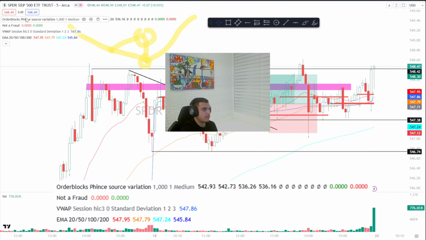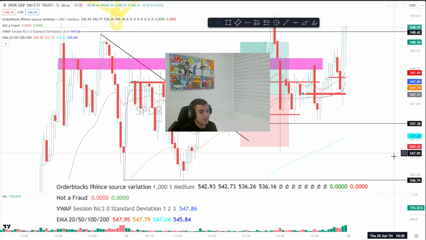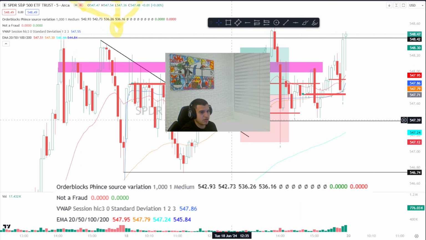Order blocks, right? A lot of you guys may know of that. I like to draw my own order blocks myself sometimes, but I have this indicator that puts them up for me, okay? I have this one, Not a Fraud, which are these lines. These are basically just areas of interest. You see this area of interest right here, which is what helped me make that trade actually. Remember, I entered right here.